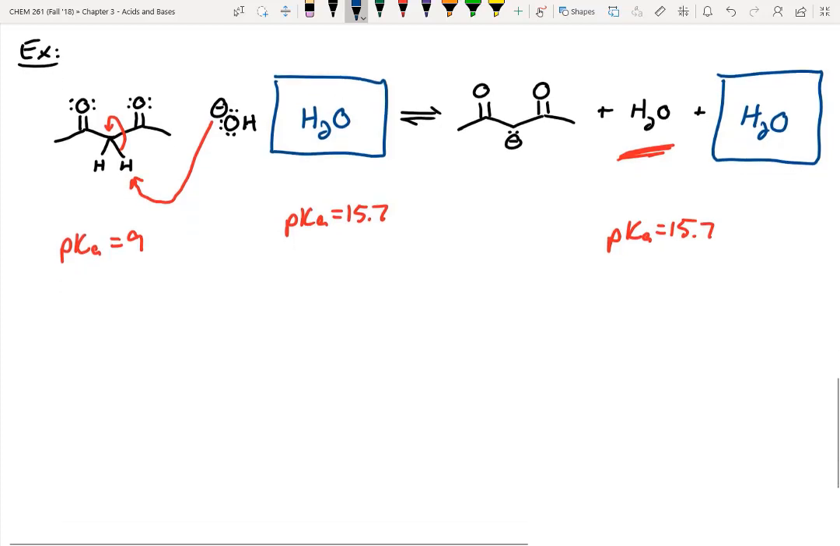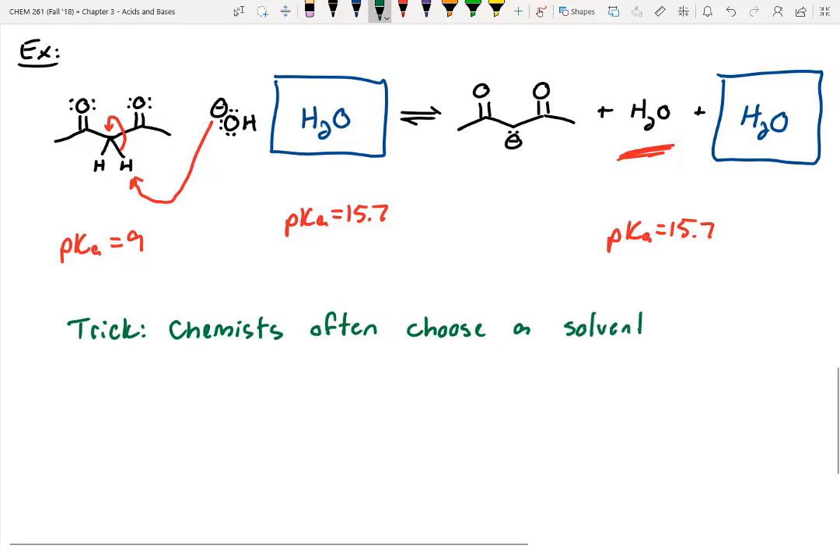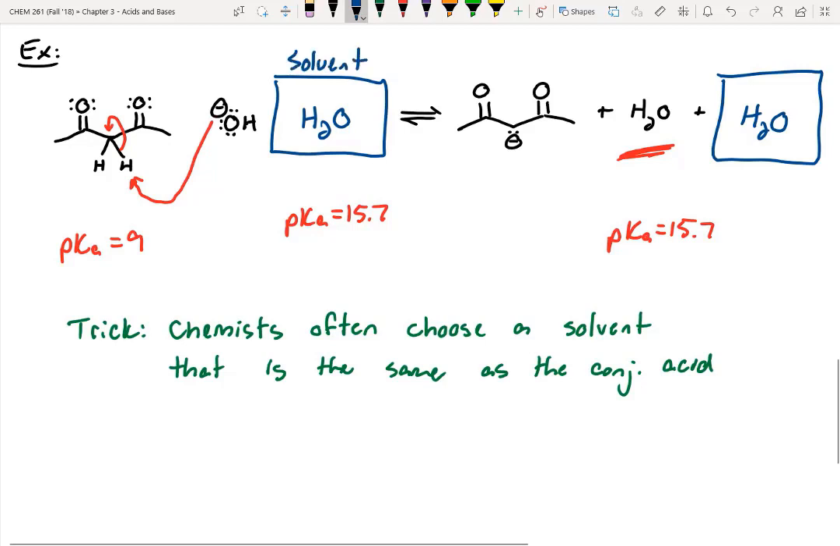It does look a little bit weird when you're looking at it. So let's say trick. Chemists often choose a solvent that is the same as the conjugate acid. And just to clarify, I'll write that this is my solvent for the reaction. Does that make sense? Yeah.